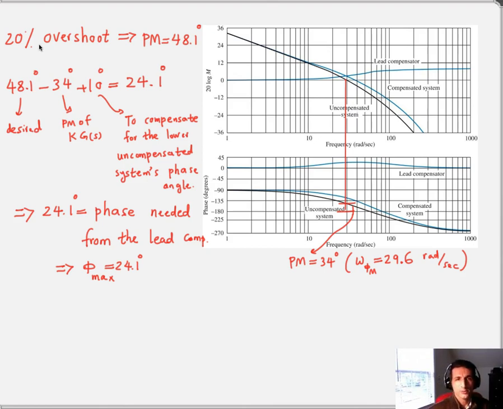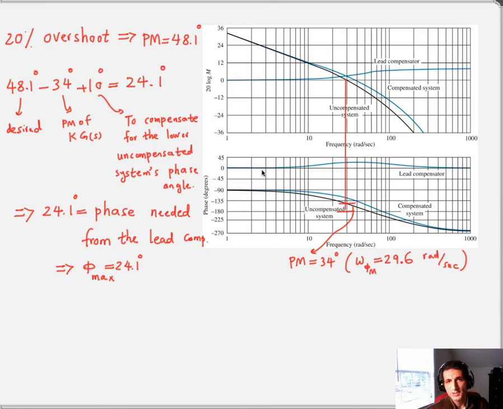So the 20% overshoot would be associated with the desired phase margin of 48.1 degrees. So now the desired phase margin is 48.1 degrees. The phase margin of the uncompensated system KG(s) is already 34 degrees. So the difference between these two is going to be close to 14 degrees. And then you need to also compensate for the lower uncompensated system's phase angle, which is, simply speaking, going to be the compensation due to this lead compensator.